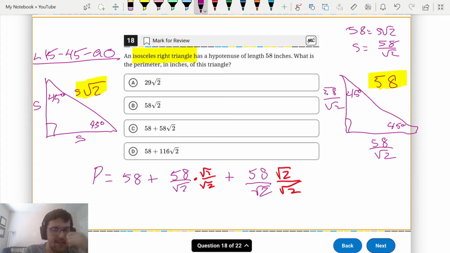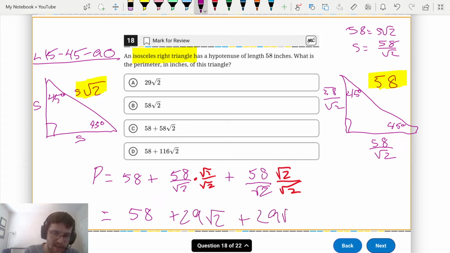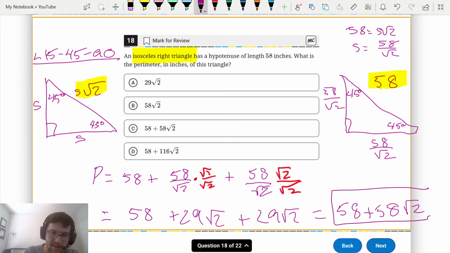So we get 58 root 2 over 2. And 58 over 2 is 29. So 29 root 2 plus 29 root 2. So we get 58 plus 58 root 2. Again, you could have just typed it in your calculator and then compared the decimal to typing in all the answer choices. It doesn't matter. Whatever works for you. You probably want to know how to simplify radicals like this just because it comes up a lot.